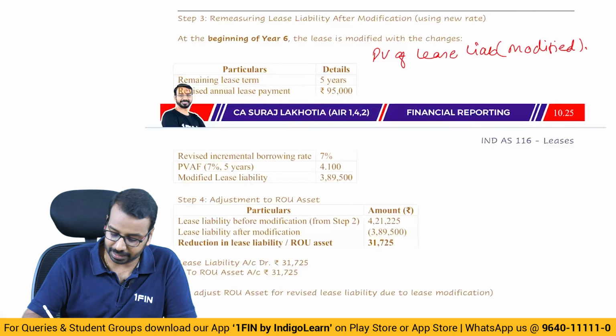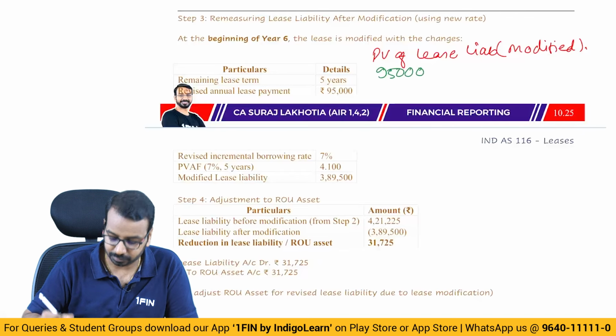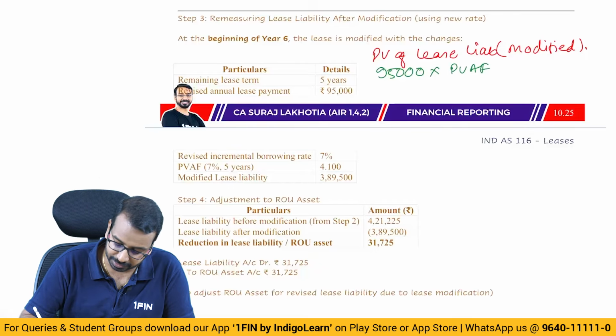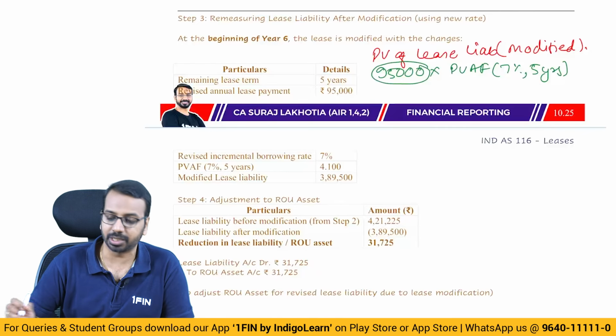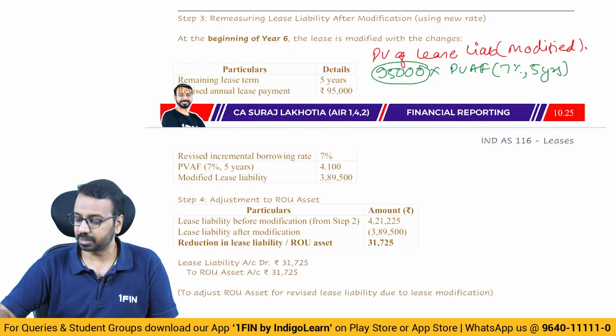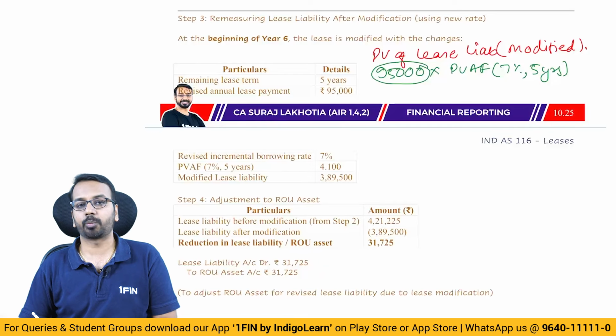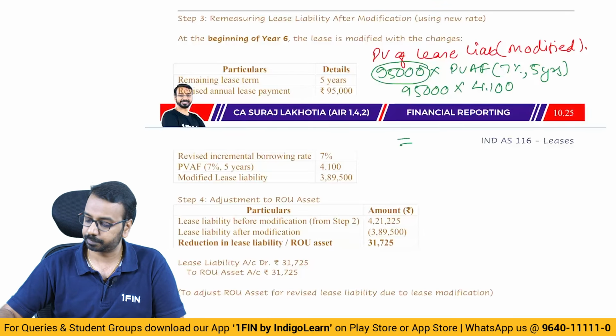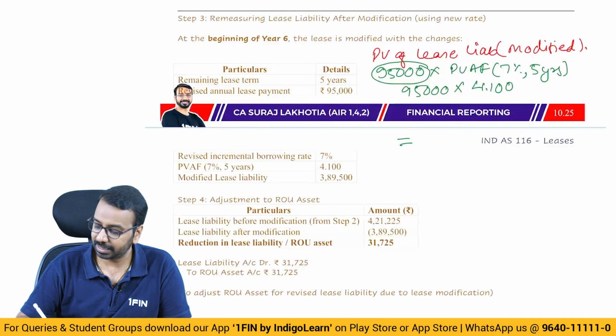Okay. How do you calculate that? The new lease payment of 95,000 is multiplied by the present value annuity factor considering the new interest rate of 7% for 5 years. Only this consideration has changed. So 1 divided by 1.07, and so on for years 1, 2, 3, 4, 5. If I do a total, I get 4.100. So 95,000 into 4.100 is equal to 389,500.